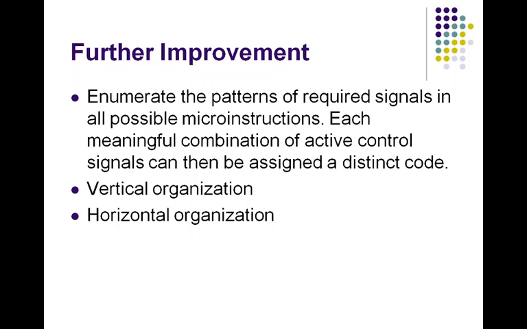So far we have considered grouping and encoding only the mutually exclusive control signals. Now we can extend this idea by enumerating the patterns of required signals in all the possible microinstructions. Here each meaningful combination of active control signals can be assigned a distinct code that represents the microinstruction. Such full coding is likely to further reduce the length of micro words, but also to increase the complexity of the required decoder circuit.